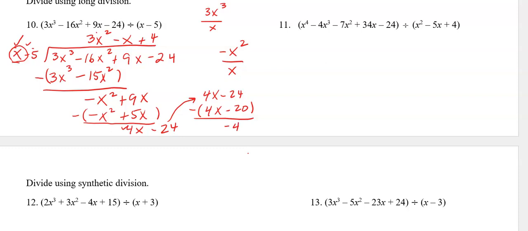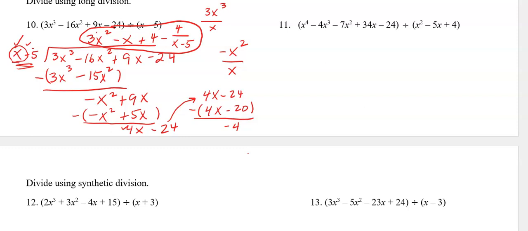So when I have a remainder like this, I show it as, since it's a negative 4, I'm going to do minus, and then I'm going to put 4 over what I divided by, which is x minus 5. So that, I'll circle this as my final answer.